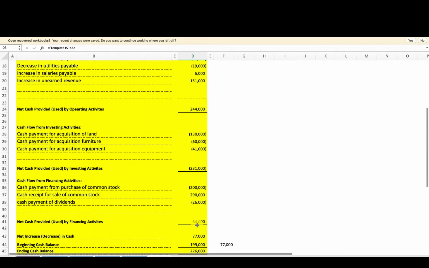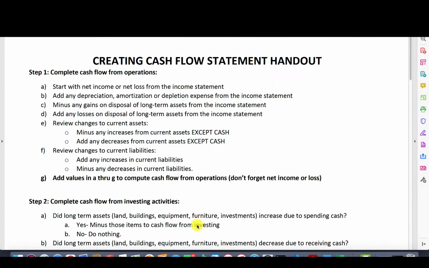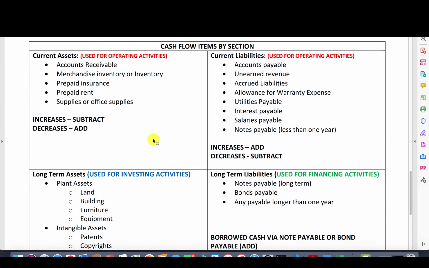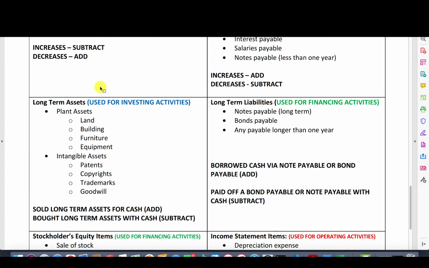Okay, now I go down to investing activities. What does my handout say for investing activities? Did long-term assets increase due to spending cash? Yes, minus. Did long-term assets decrease due to receiving cash? Yes, add. So for investing activities, if you sold long-term assets for cash, you add, or it's positive. Bought long-term assets with cash, you subtract.